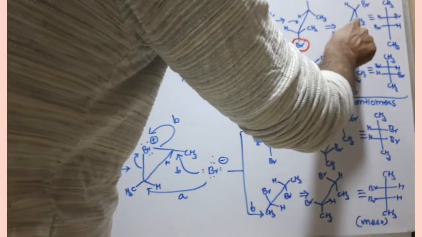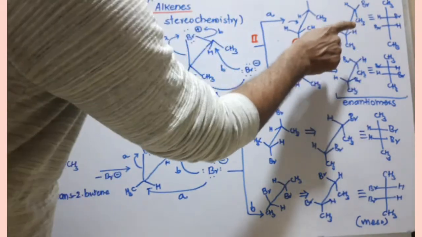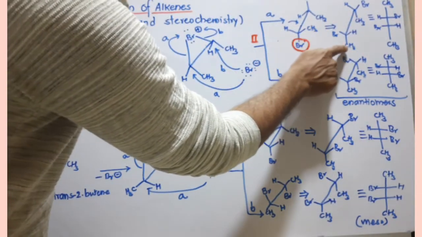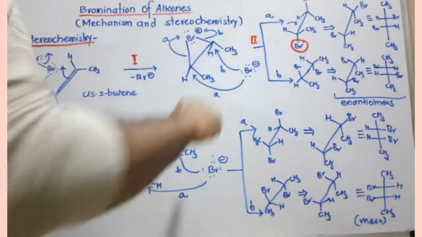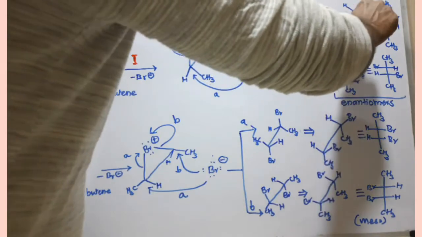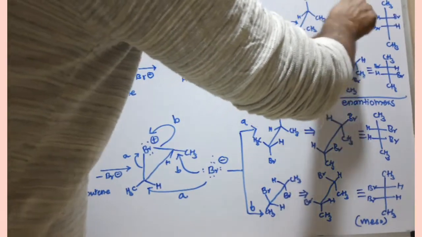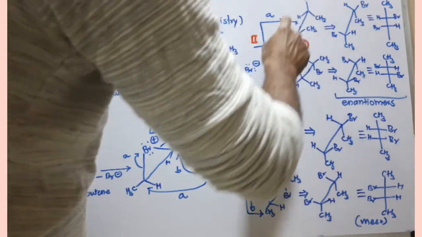So this CH3 is now going down. You watch my finger here, and this CH3 is going down. I have rotated both carbons toward the clockwise direction. So CH3 is coming here, and obviously Br will go there and H will go this side.